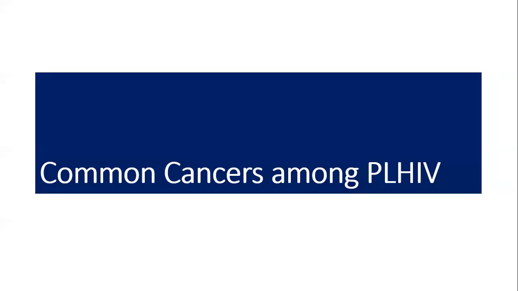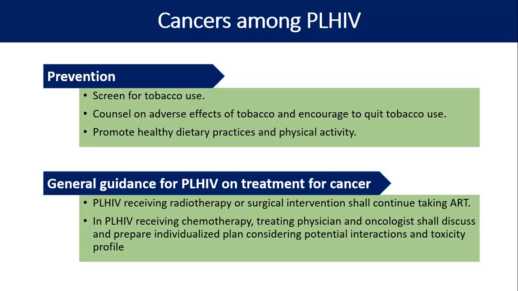Now, coming to common cancers among PLHIV. We need to prevent cancer in PLHIV by advocating to stop tobacco use, and for those who are not taking tobacco, we need to counsel them that they should not start taking tobacco or other addictions, and we should promote healthy dietary practices and physical activity.